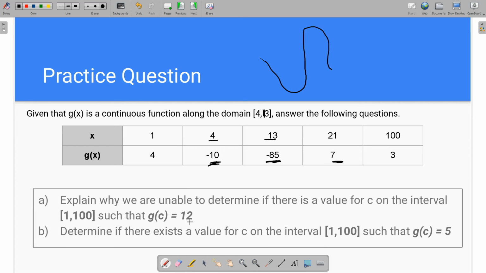And determine if there's some value c such that g of c is equal to 5. Again, we've got that same problem where we're only given that it's continuous from 4 to 13, and the only points we know are -10 and -85. So it's the same thing. We can't say with certainty that there is. So it's possible, but there's not some c value guaranteed to be there.